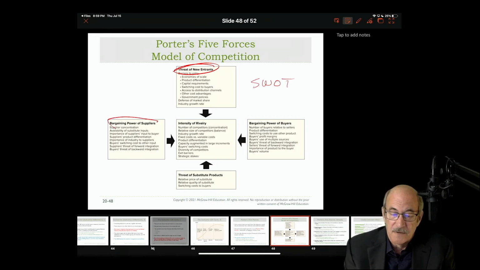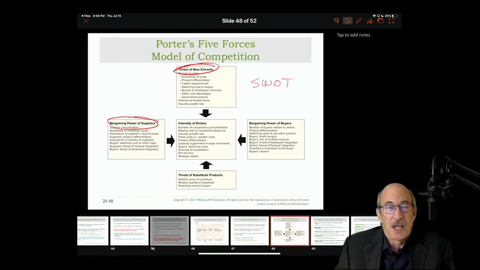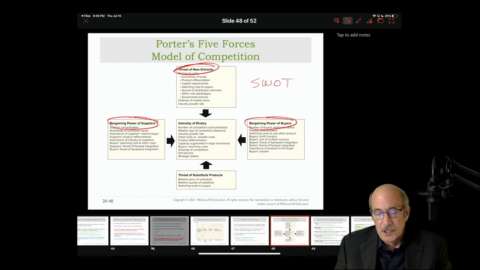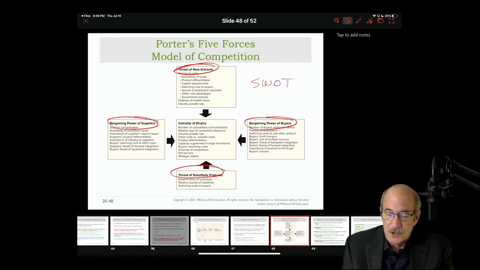Bargaining power of suppliers. So they're buying chemicals, they're buying various pigments. Are those suppliers big enough that they can dictate the terms of the agreement to Sherwin-Williams, or is it the other way around? Bargaining power of buyers. Likewise, just on the other side of the supply chain, right? And then threat of substitute products. So if I don't use paint, maybe I galvanize something.